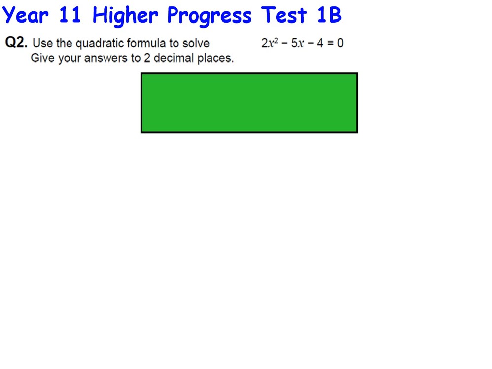Welcome to the Year 11 Higher Progress Test 1B Question 2. Now this question is all about solving a quadratic. Now the first thing that we're going to have to use is the quadratic formula.